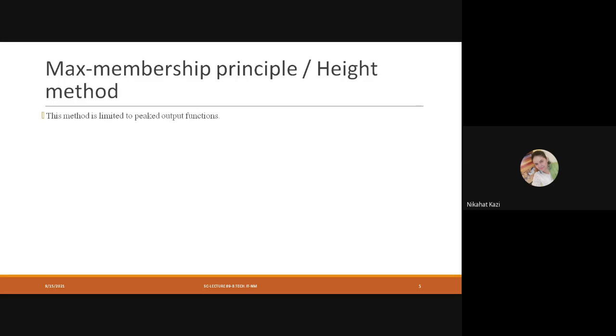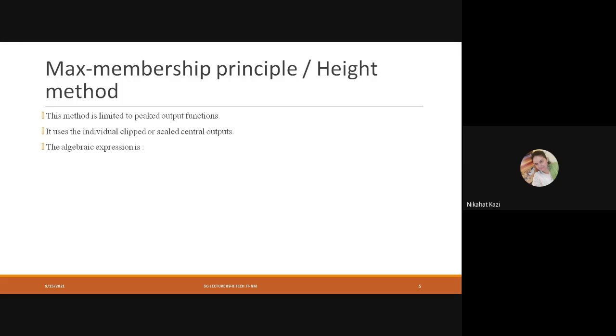So the first one is the max membership principle or the height method. So this particular method is limited to peaked output functions. Whatever is the output function that you get, who is going to give you the output function? Which block is going to give you the output function? The inference engine, right? The inference engine is going to give you the overall output.